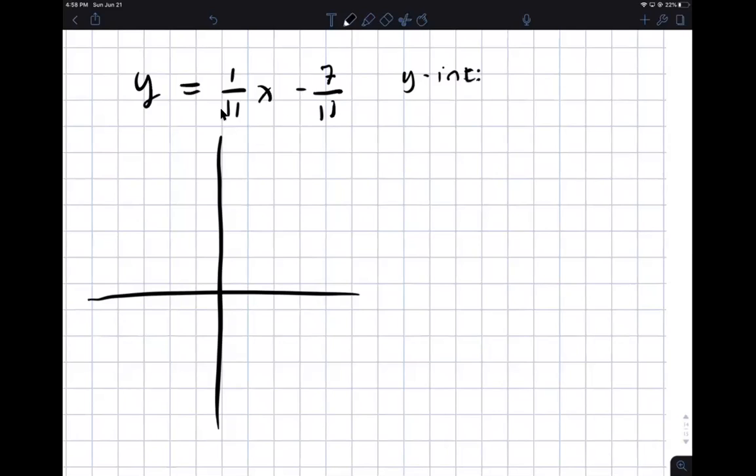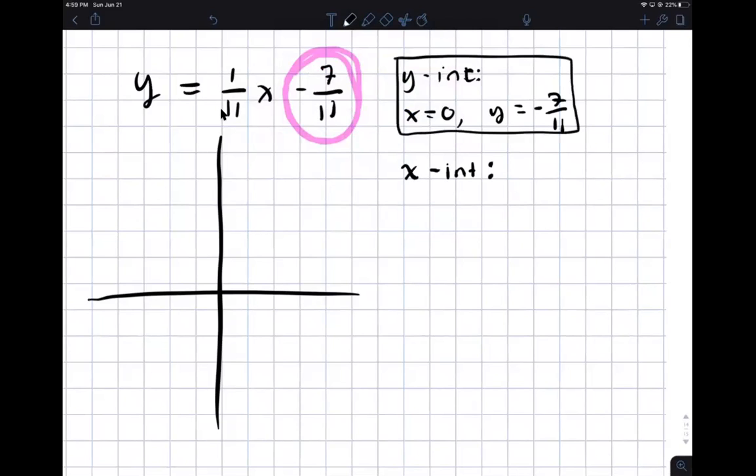So the y-intercept is just telling you when x equals 0, what is y? And it always tells us if we write it in this form. So it would just be minus 7 11ths. Now what's the next super easy point we can get? It's always the x-intercept. So what would the x-intercept be? 0, and then y would equal, wait. It would just be 1 11th, right?